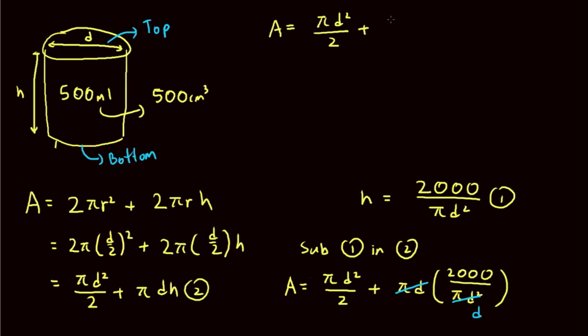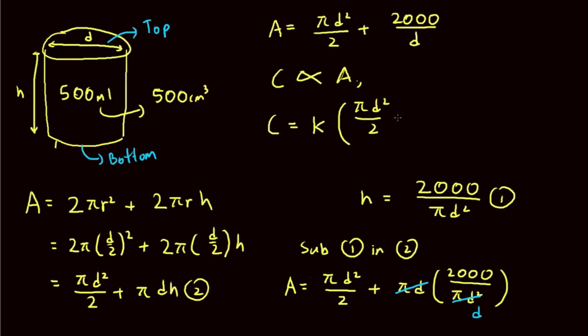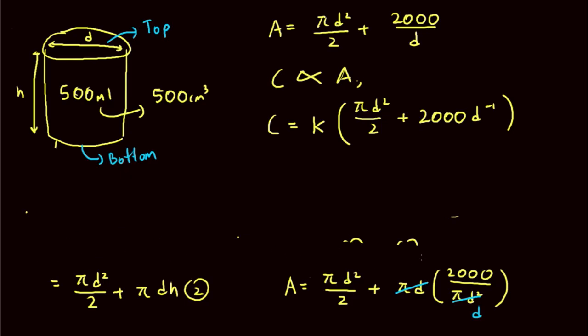plus 2000 over d. We know that the cost is directly proportional to the area itself. So we can say that the cost is just equal to k times, where k is some constant, the expression pi d square over 2 plus 2000, and for ease I'm going to write it as d to the power of -1, to make it simpler. We're going to erase all the other unnecessary stuff here.